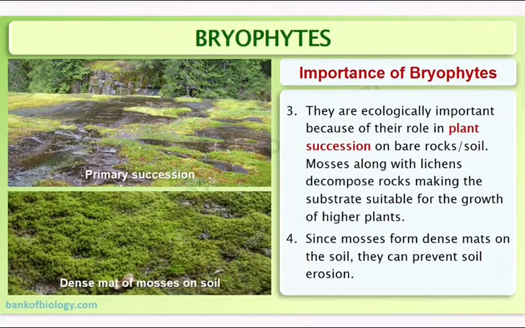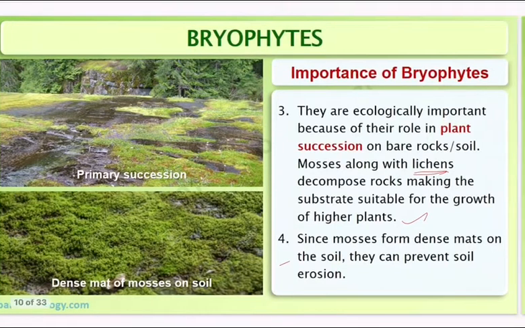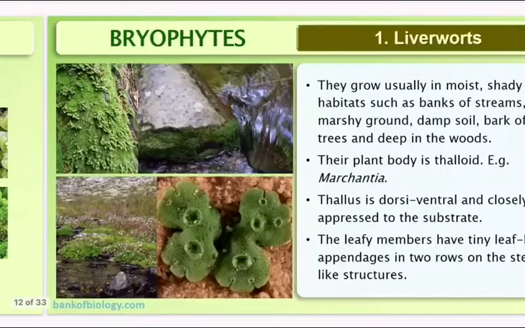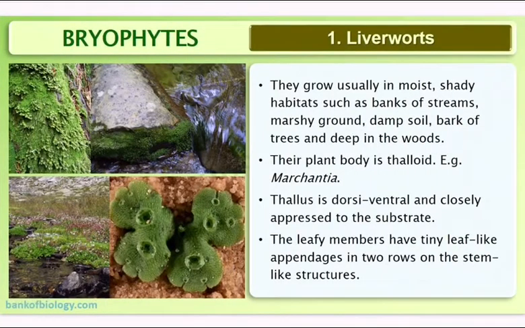And then they are economically important because of their role in plant succession. Now there is something called primary succession, secondary, tertiary, like this. So it is one after the other. The unfertile land also becomes fertile with this. Mosses along with lichens, as I said, will be present on rocks, on soil, on the trunk of the tree. So they decompose rocks, making the substrate suitable for growth of higher plants. This is a very important use of bryophytes. Since mosses form dense mats on the soil, they can prevent soil erosion. So this is how bryophytes play a very crucial role.